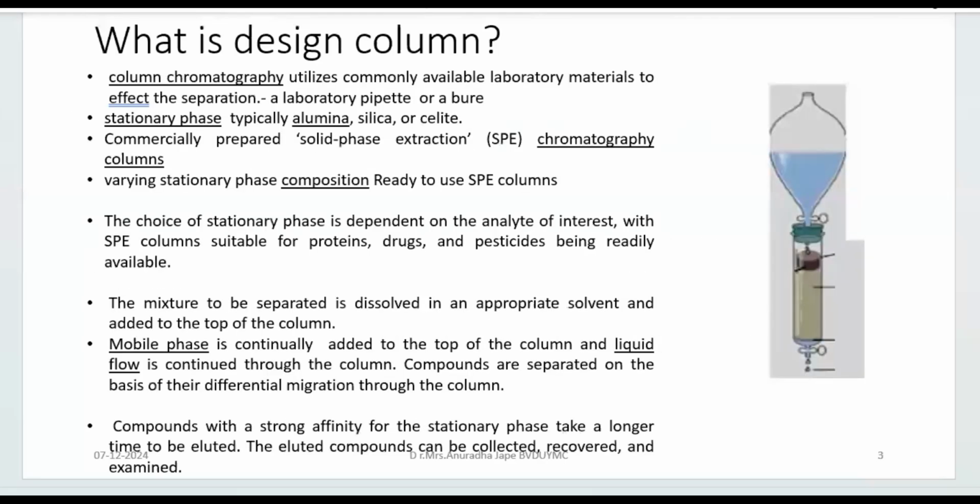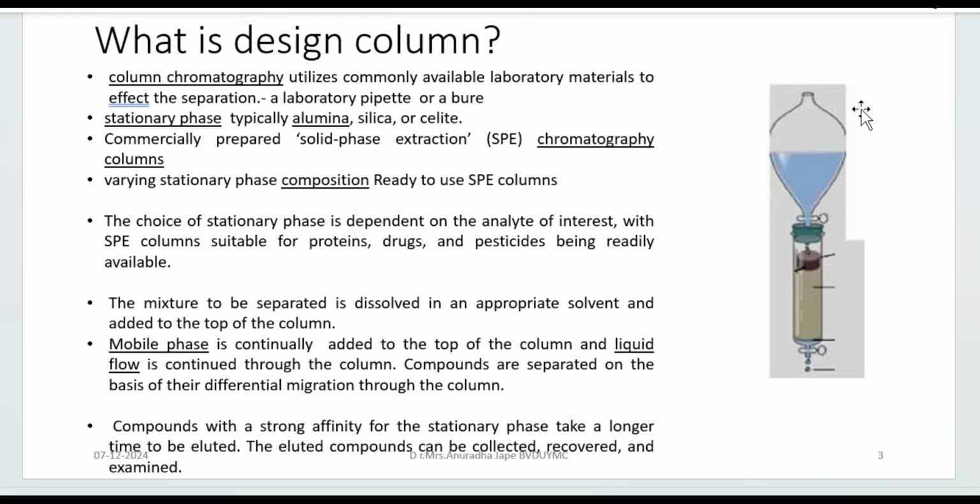So this is the schematic diagram to show how the column looks like. Generally, a simple thing like your burette or pipette can be used to design a laboratory scale column, right? And it is filled with silica gel. And as you are seeing, here is the flask in which you have filled the solvent system. It is attached with your column. And of course, here is a filter disc kept onto which you are going to load the sample. So the filtered sample gets loaded onto the column.